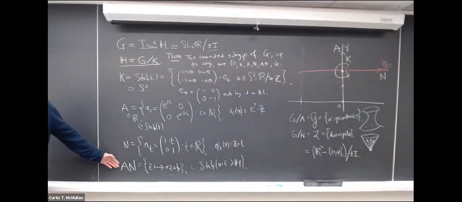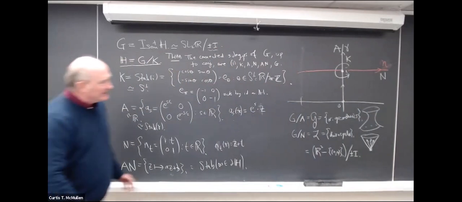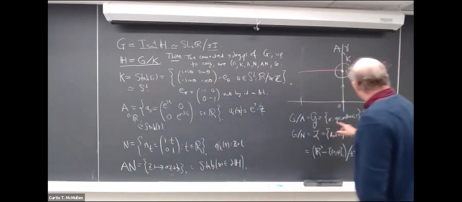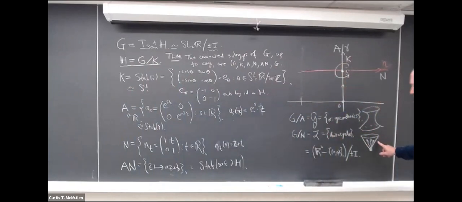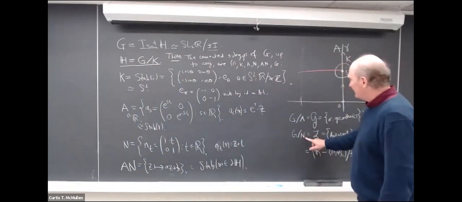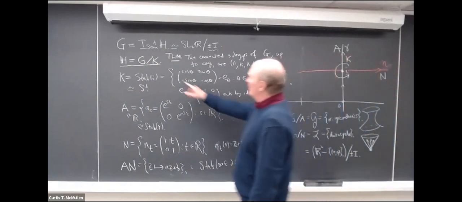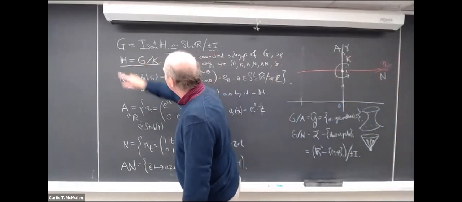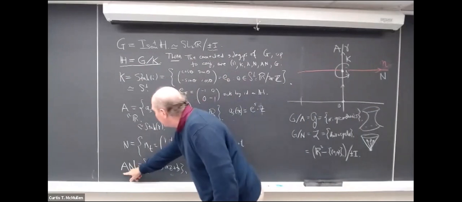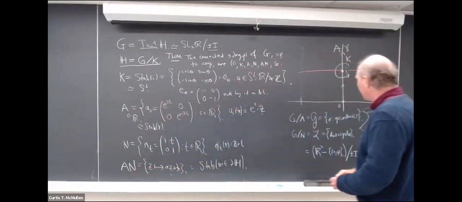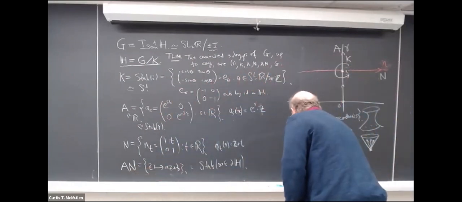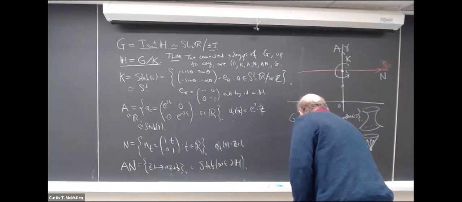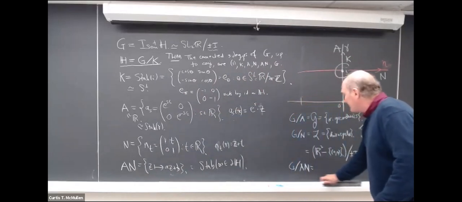Okay, now what is the space G mod AN? This is going to be different. These spaces were two-dimensional because we were taking the quotient by one-dimensional subgroups. G is three-dimensional. H itself is also two-dimensional. But AN is a two-dimensional solvable Lie group. So that homogeneous space is going to be one-dimensional.